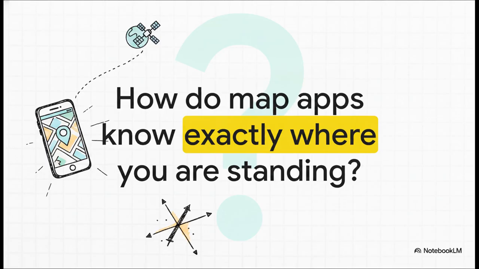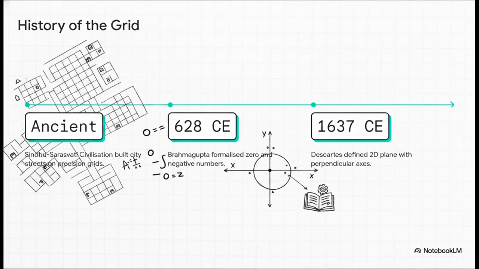This framework lets us use numbers to describe the exact physical location of objects in space. We call it a coordinate system. And honestly, it's the beating heart of modern navigation. And what's wild is that this isn't just some modern tech invention. The idea of grid-based thinking goes way, way back.